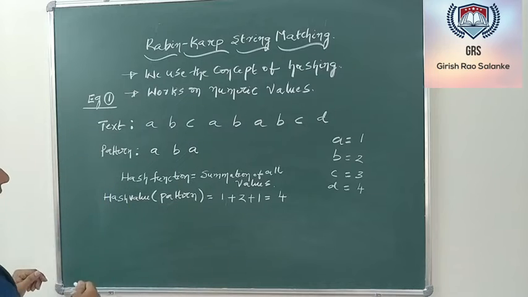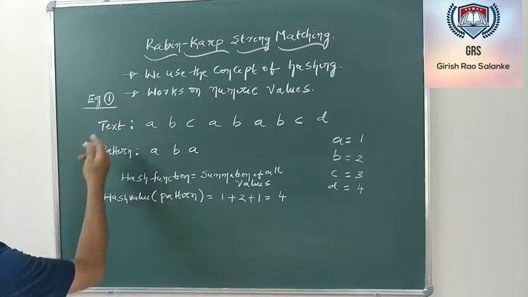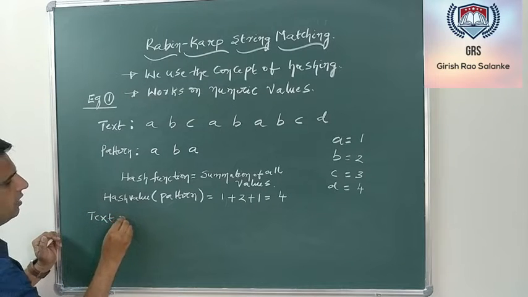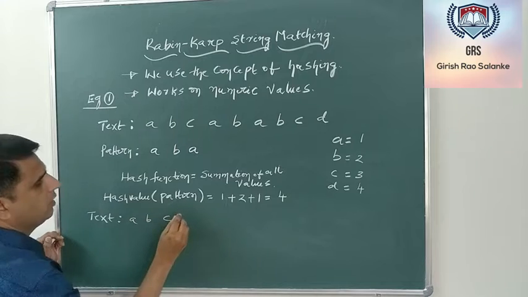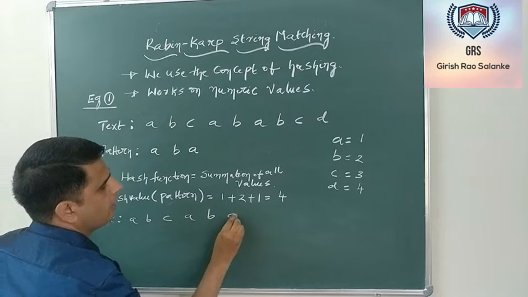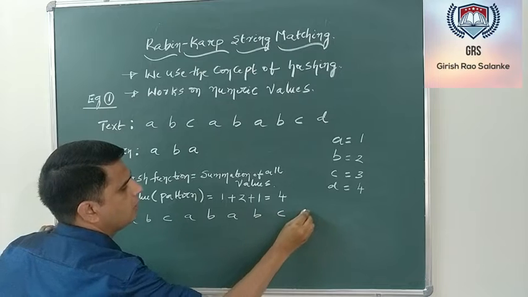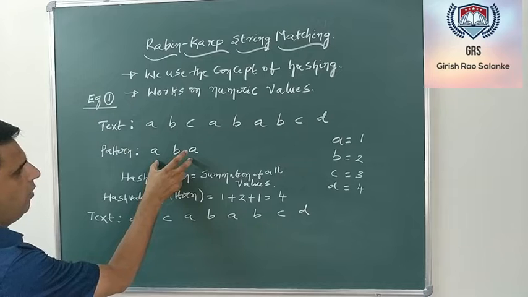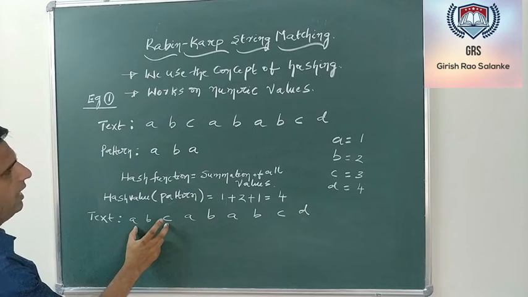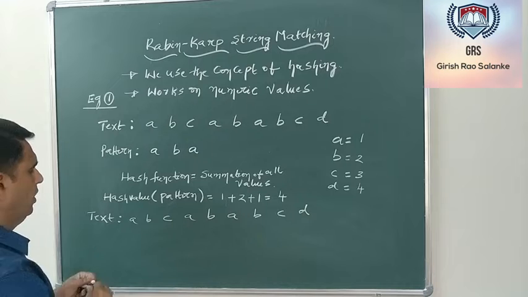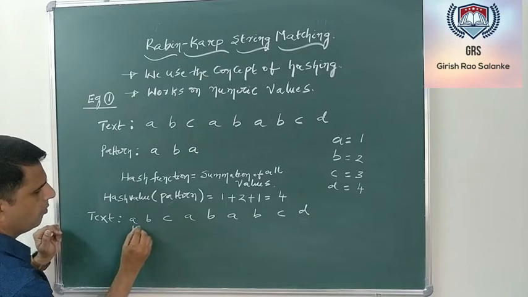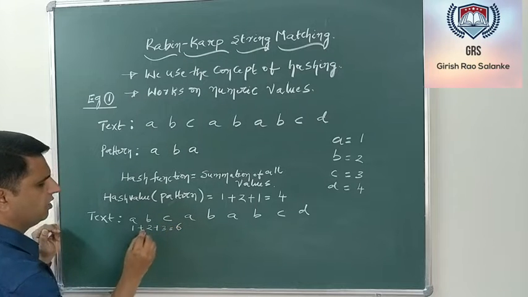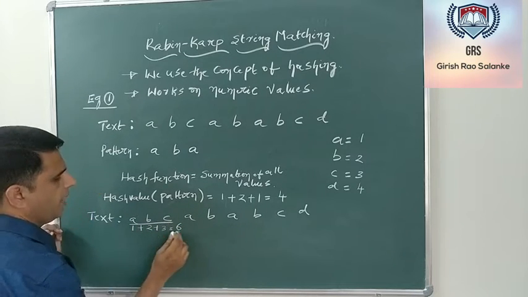This is about the pattern. Now I need to go back to my text. Let me take my text once again: A, B, C, A, B, A, B, C, D. The number of characters in my pattern is 3, so I need to take 3 characters in my text and find the hash value. A is 1, plus B is 2, C is 3. So the hash value is 6. For A, B, C, my hash value is 6.